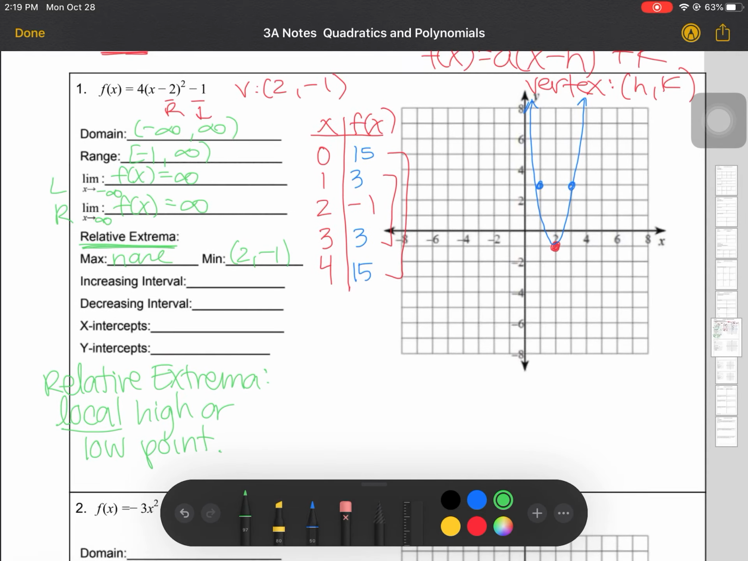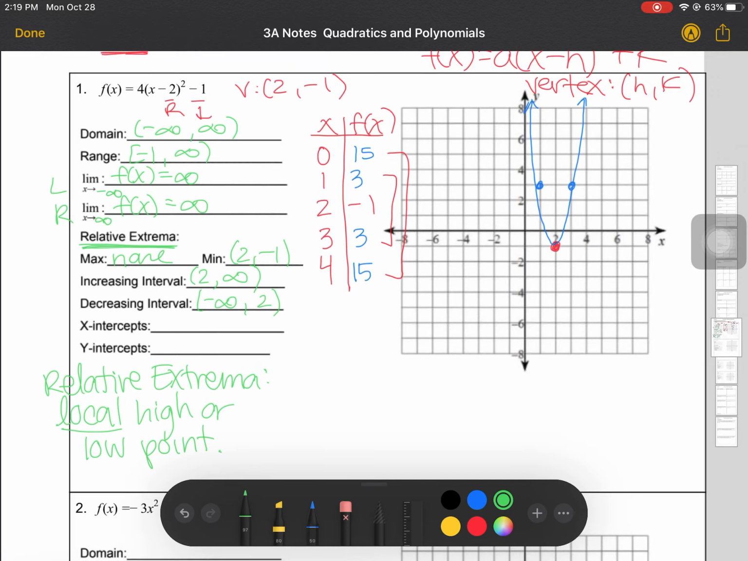For your increasing and decreasing, the right side of my graph is increasing. Again, you read this left to right. You tell me the x value where it turns around. So it starts increasing when x is 2, and it increases until x is infinity. For decreasing, it's from where x is -infinity all the way to when x is 2. And make sure that on that turning point it is parentheses.